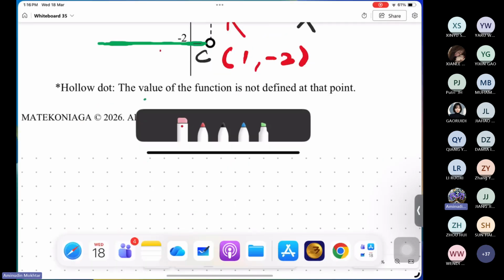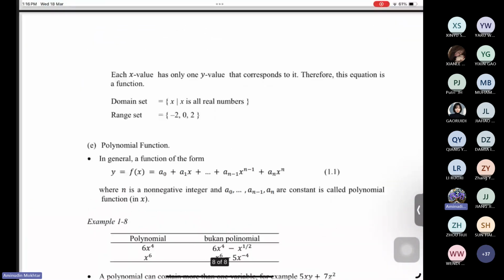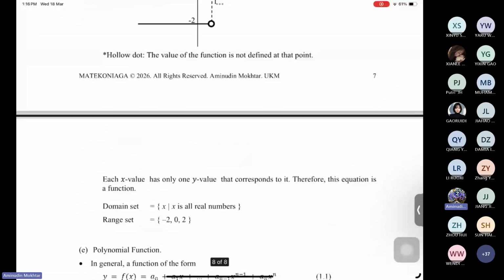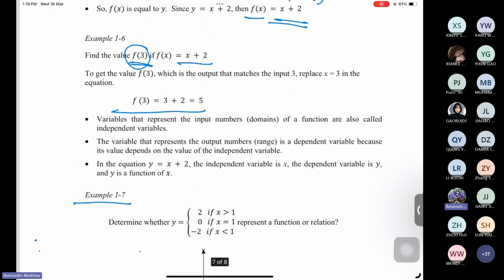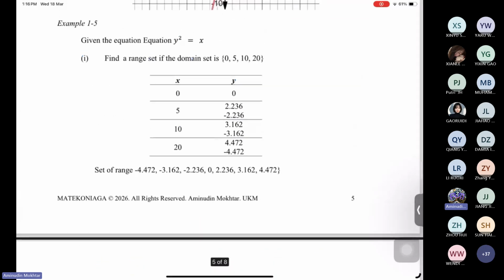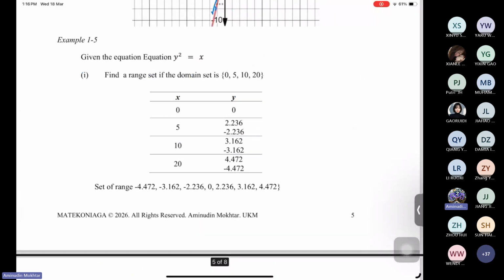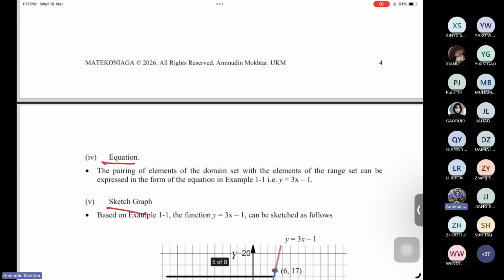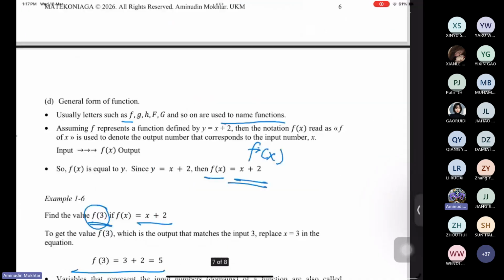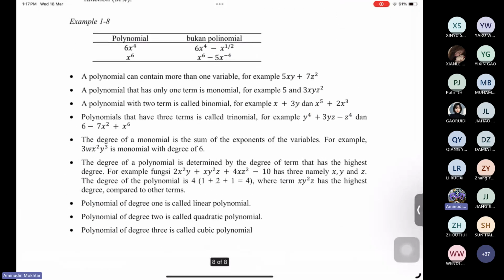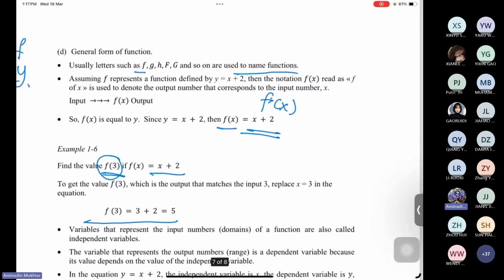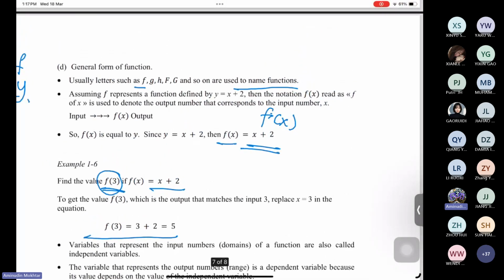Please do your revision. Please read all the other parts. Most of them are based on the theory of function, but the main concept of this topic is about the domain and the range, y and x. Okay, that's the first part of this topic, which is about the function.